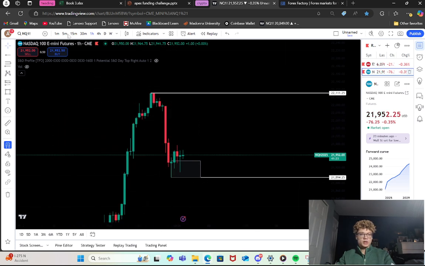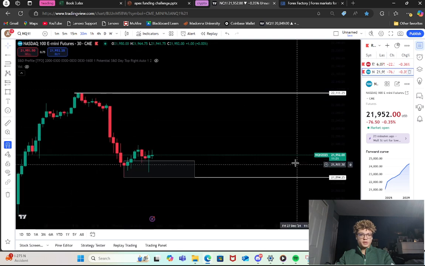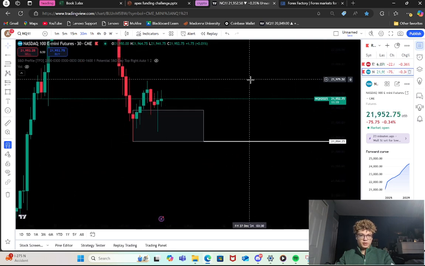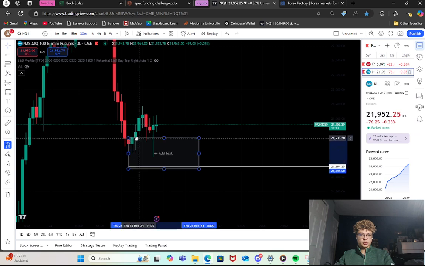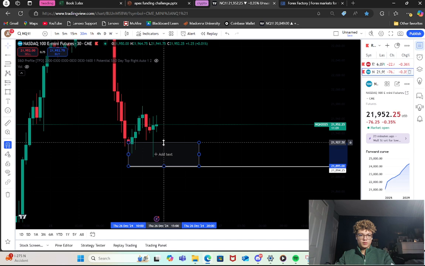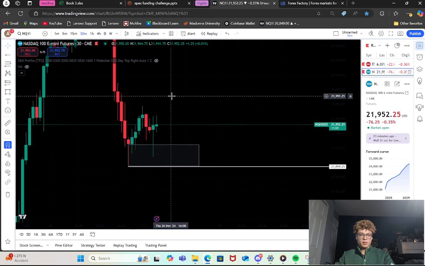So we will scale down. I think this is a 30-minute. Yes, this is a 30-minute order block that I marked out right here. We already had price tap into it a couple times and get a strong move up. So we had the final move down. Honestly, you could just mark the bottom of this here, really. So we had price tap into it and get a move up.